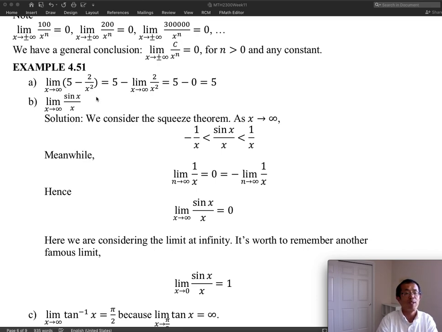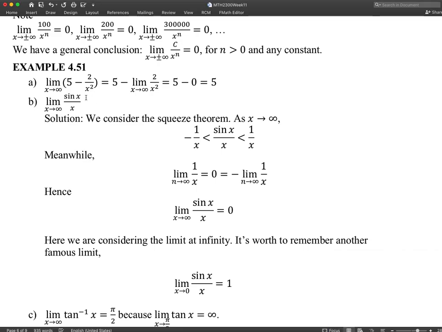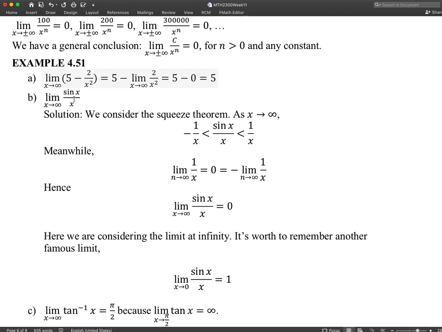Remember, we do have some limit laws, right? The limit of a sum is the sum of limits. The limit of a difference is the difference of limits. So indeed, the limit of this single expression can be considered the difference of two limits. Certainly, as x approaches infinity, the 5 stays constant.